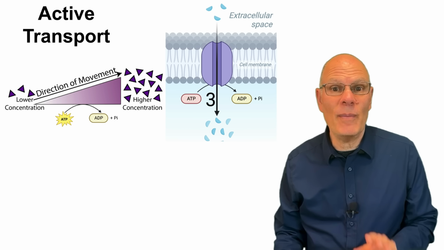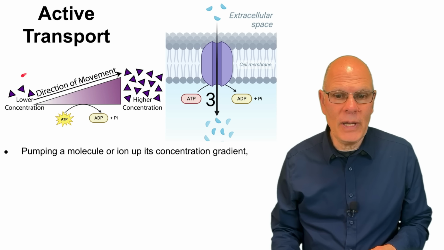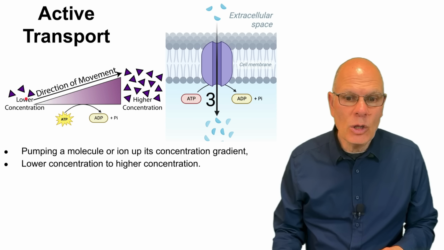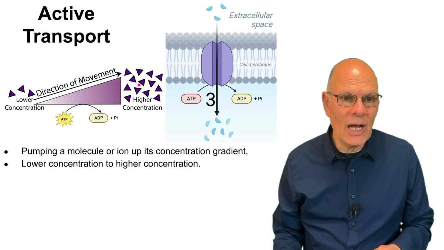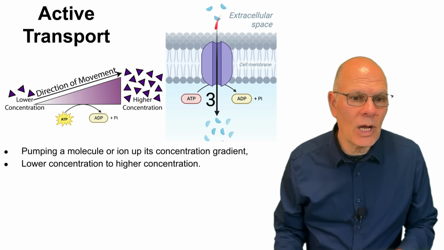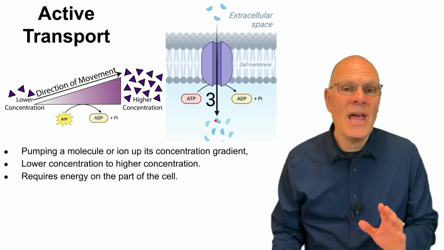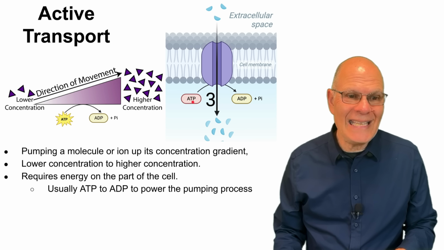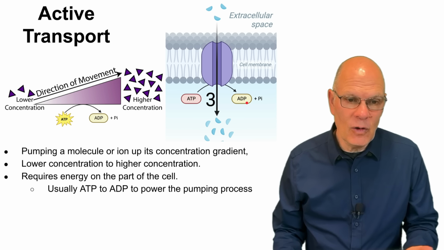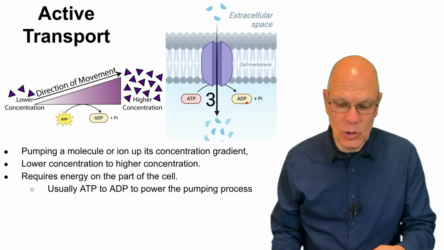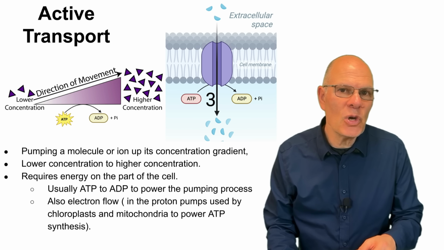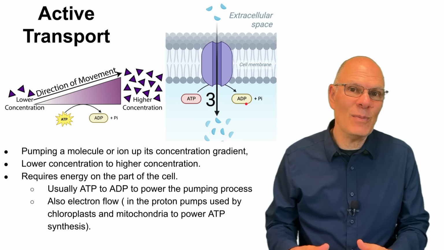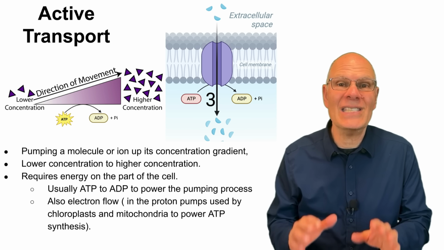That's different from active transport, where we're pumping a molecule or ion up its concentration gradient from lower concentration to higher concentration. Over here, lower concentration to higher concentration. That requires an energy expenditure on the part of the cell. Usually that's ATP that's being converted into ADP and phosphate to power the pumping process, but also the flow of electrons can power the pumping of protons, and that's important in the creation of ATP itself.